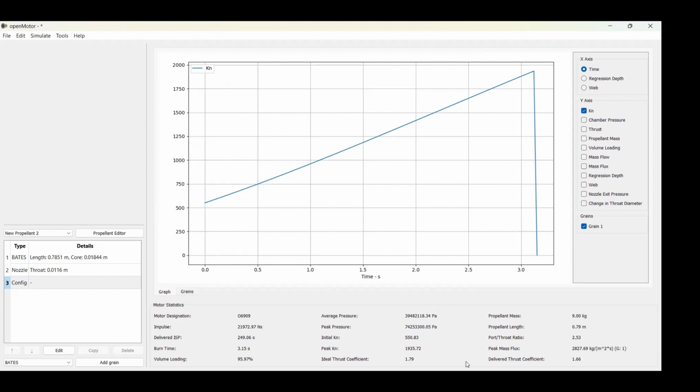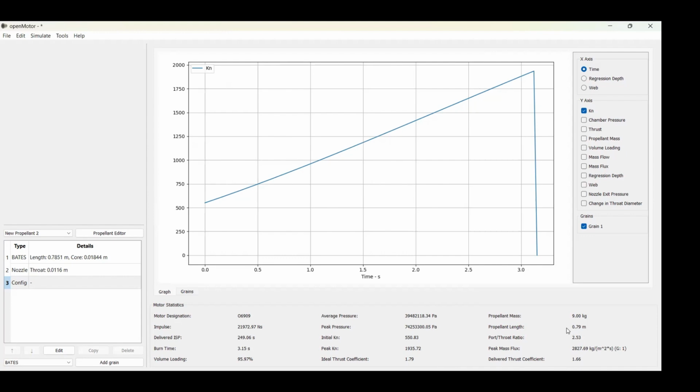The ideal versus delivered thrust coefficient, the ideal is 1.79. The delivered thrust coefficient is 1.66, and the calculated delivered thrust coefficient was 1.69. So that's just about there. The port to throat ratio is 2.53. That is very close. The hand calculated one was 2.52.